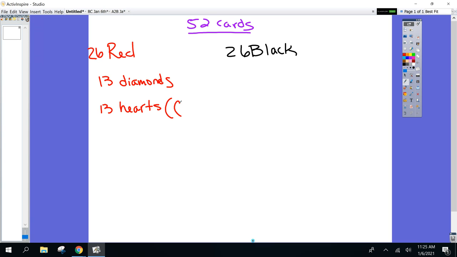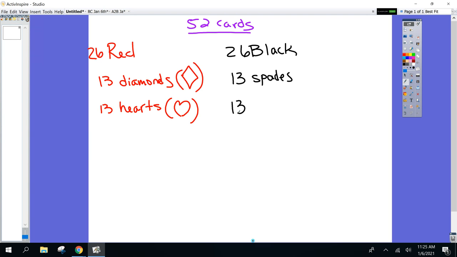One and only time I draw a heart. There you go. And diamonds. Yes. Black cards. Anybody know the suits in the black cards? 13 what? Spades. Yep, spades.